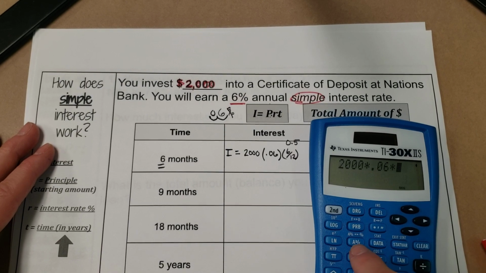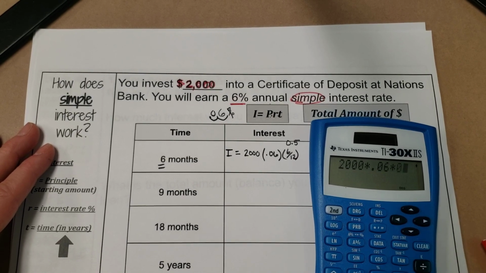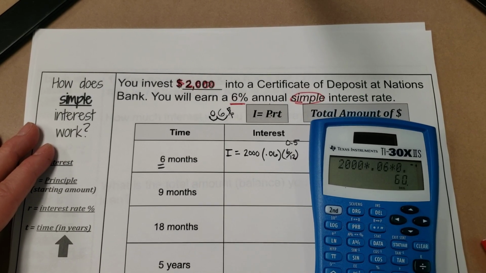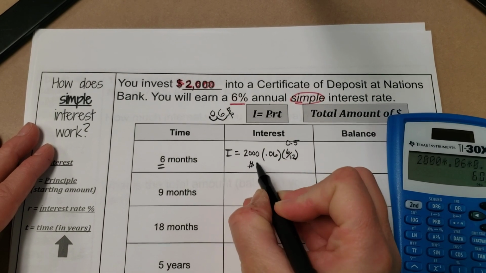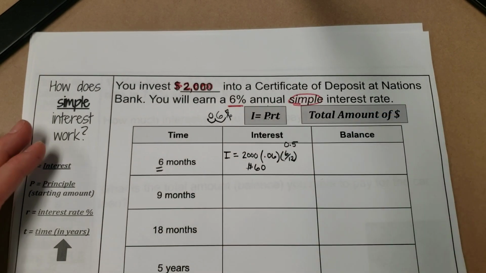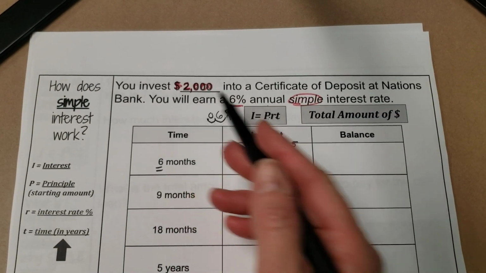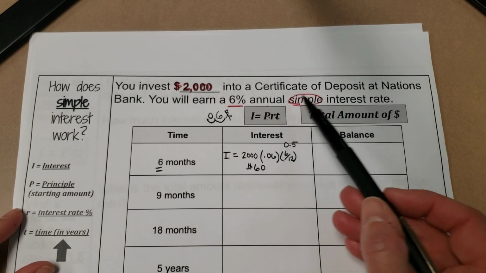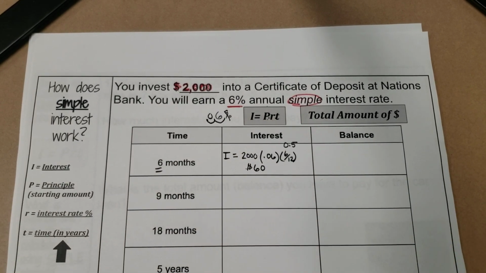I can use the fraction button, or I can just type in 0.5. I'll just use the decimal. That's $60. So the interest that we would get by keeping in the $2,000 in a certificate of deposit for 6 months would be $60.